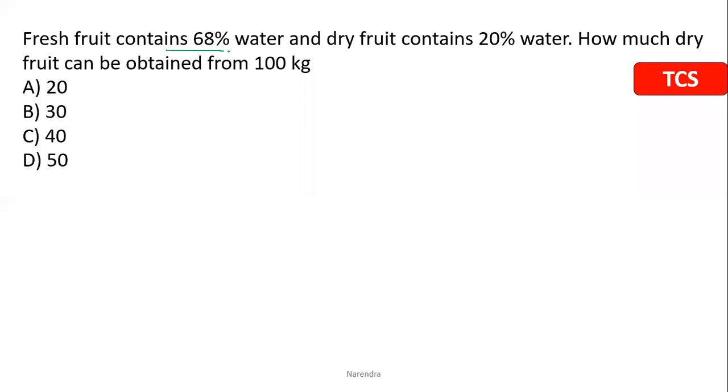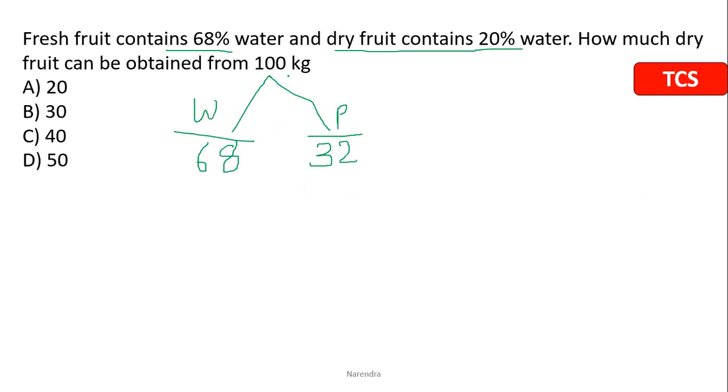If it is a fresh fruit, 68% water; dry fruit contains 20% water. Out of 68%, 20% water will be common in both cases. Remaining water will evaporate, and pulp will be common. Out of 100 kgs, if you treat 68% as water, water will be 68 kgs, and pulp will be 100 minus 68, that means 32 kgs. Is it clear? Pulp will be 32 kgs, and water will be 68 kgs.